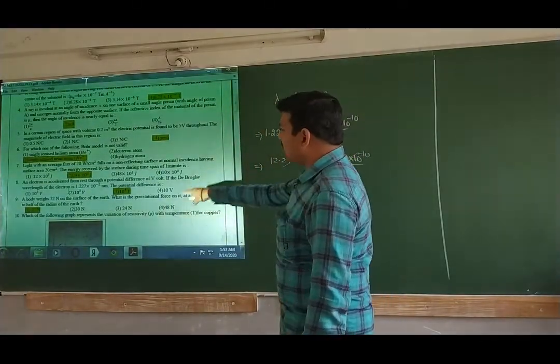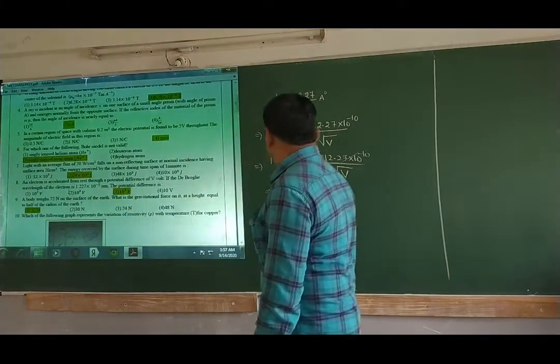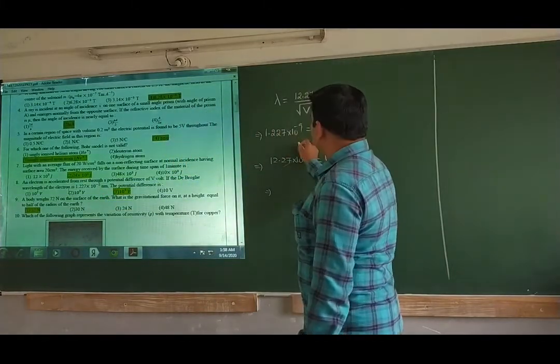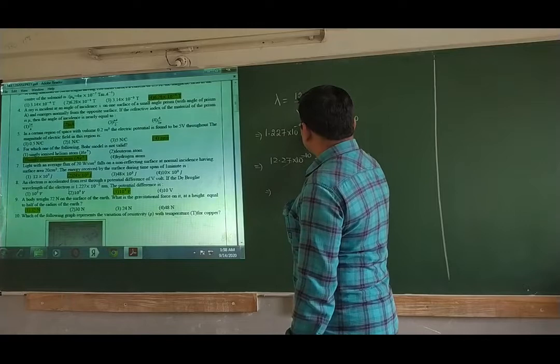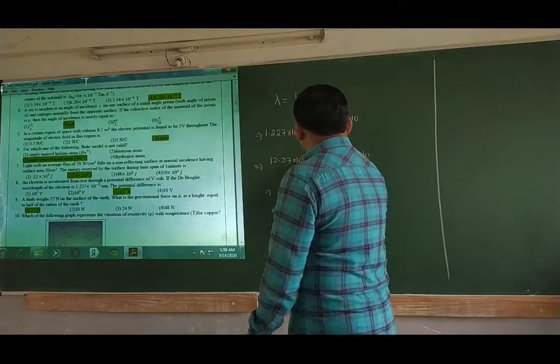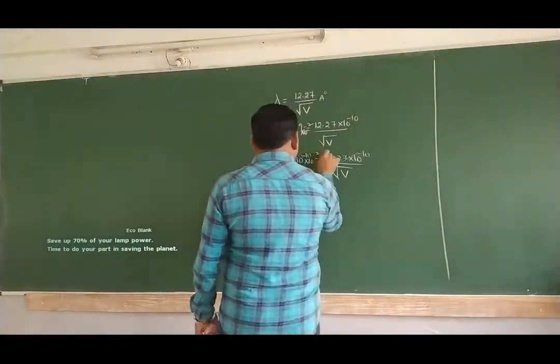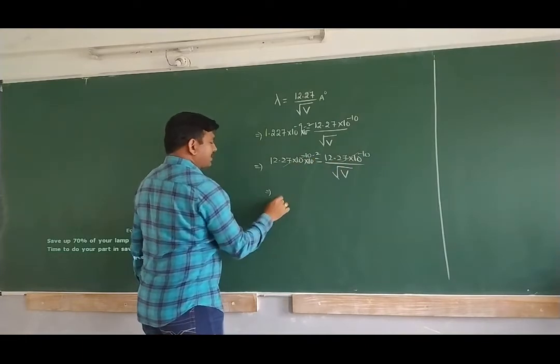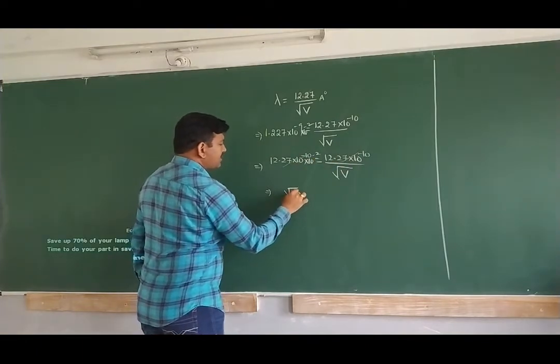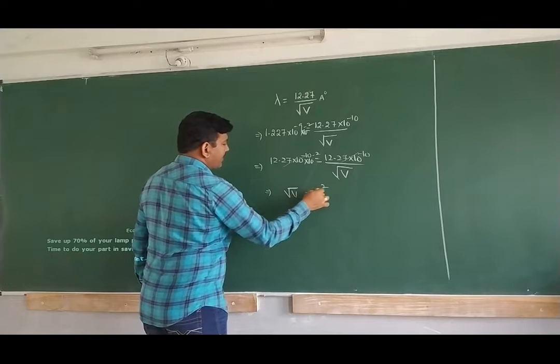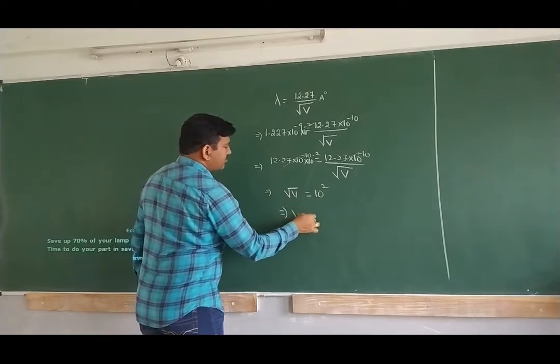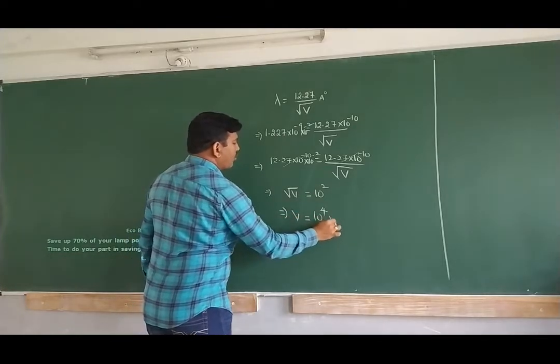Sorry. Here into 10 power minus 2 nanometer is there. So into 10 power minus 2 is there here. If this 10 power minus 2 comes to this side, then you will be having root V is equal to 10 power plus 2. Implies V is equal to 10 power 4 volt.